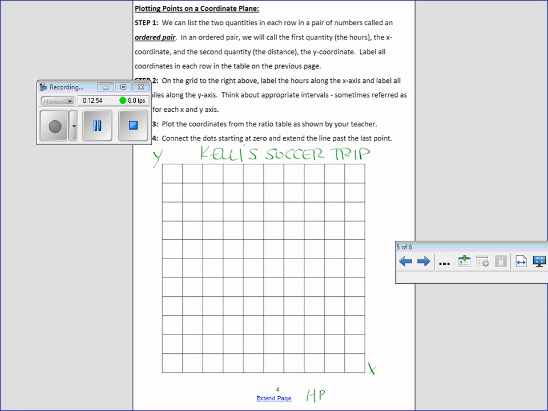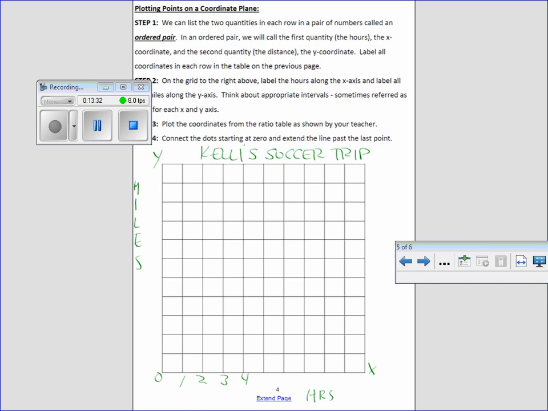So I'm going to put it down here because I want to leave room for me to write in my numbers eventually. My y-axis is representing what? Miles. Miles is correct. Again, leave room for our numbers. The lower left corner is always 0. I'll do the hours first. We can count by ones.